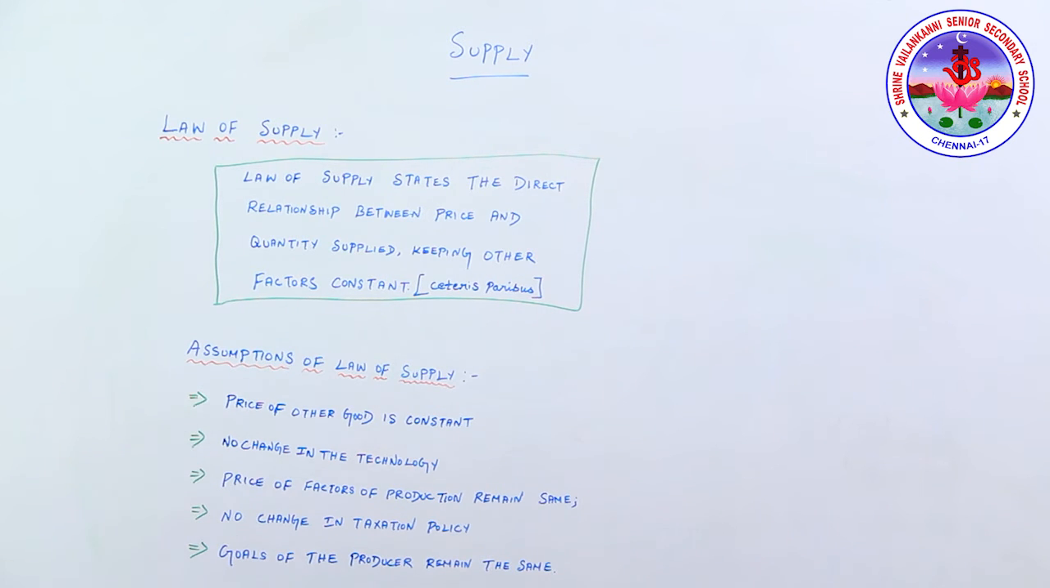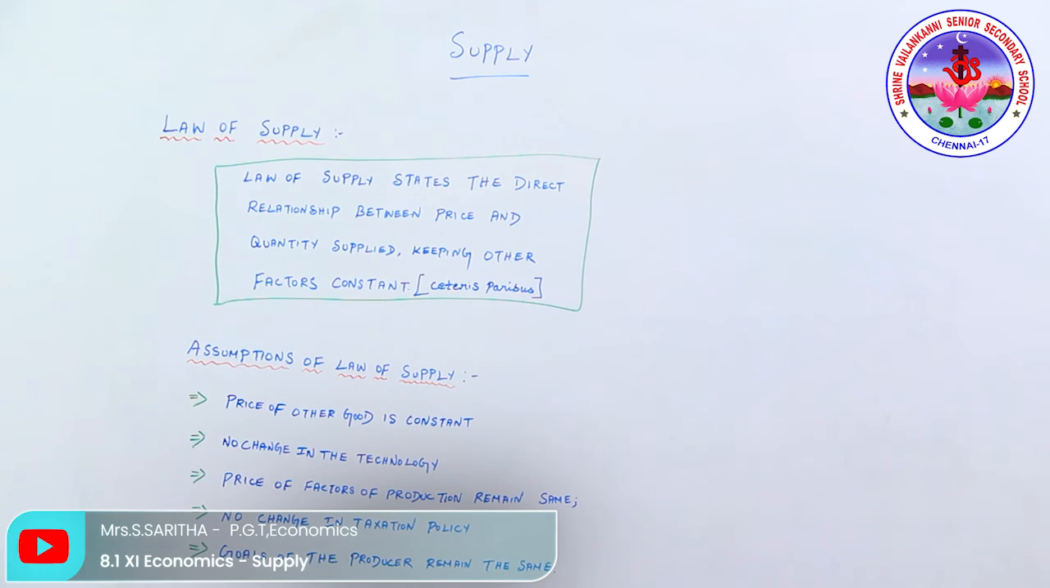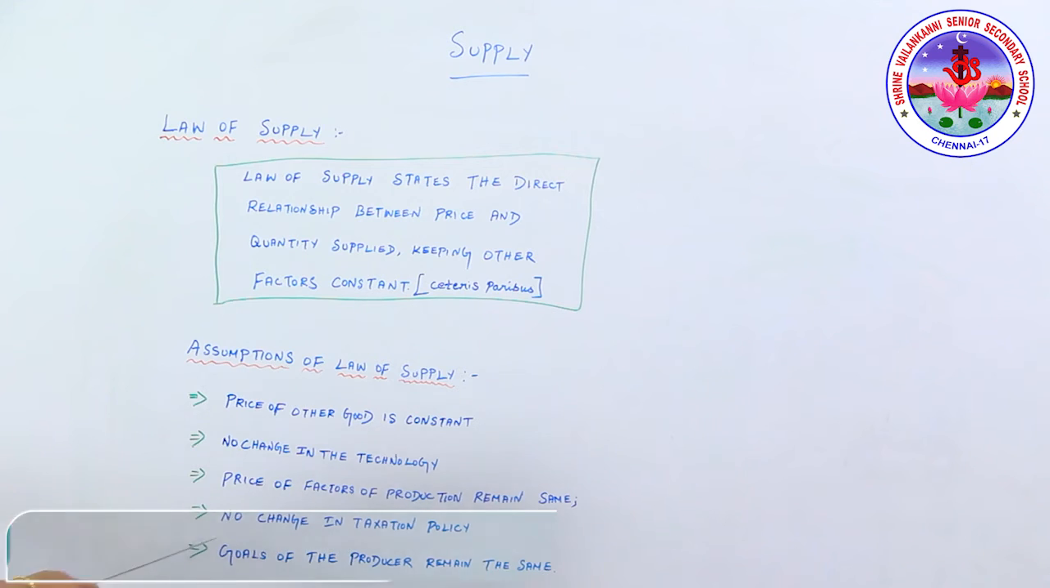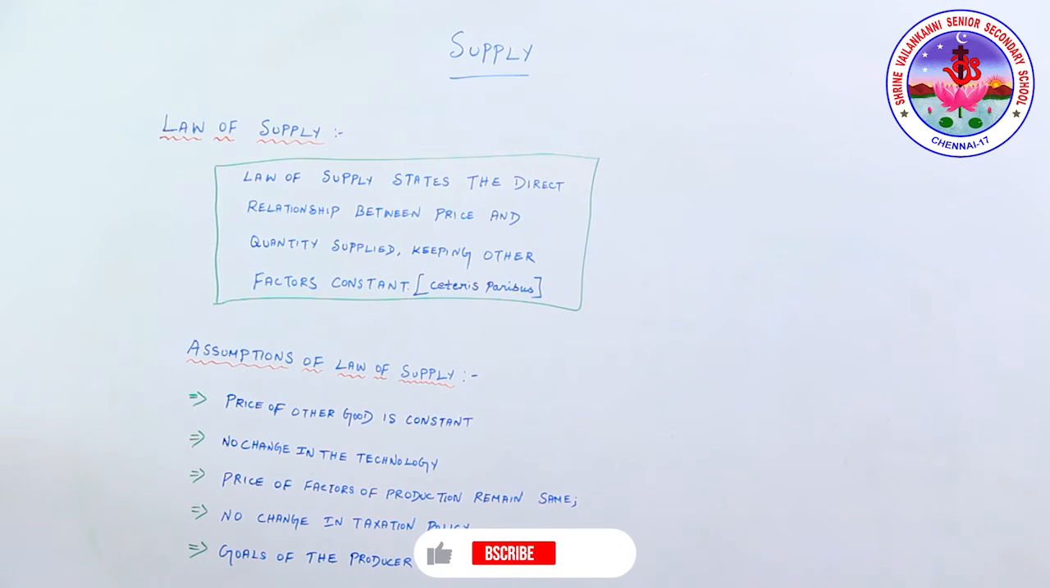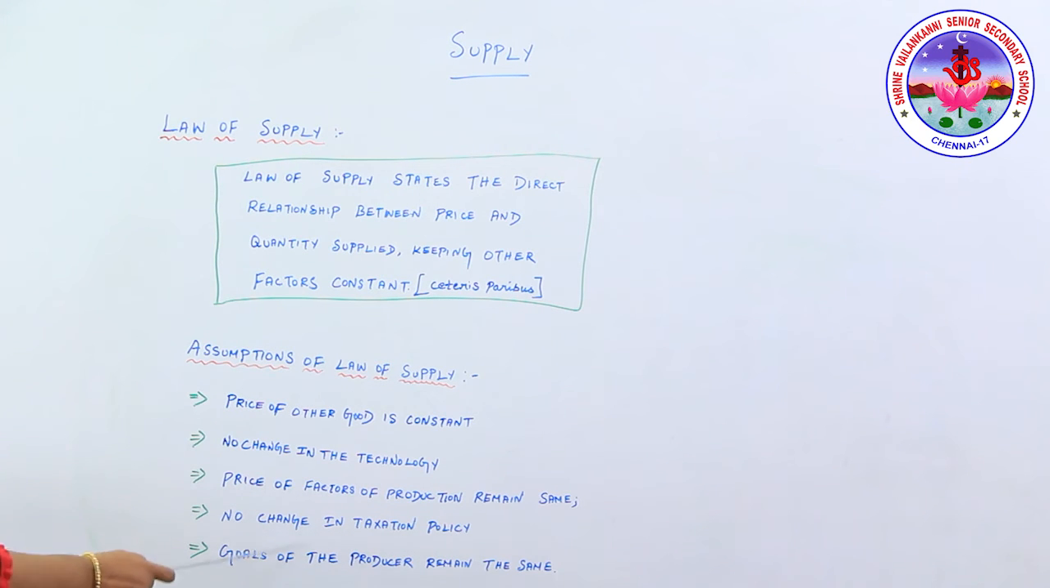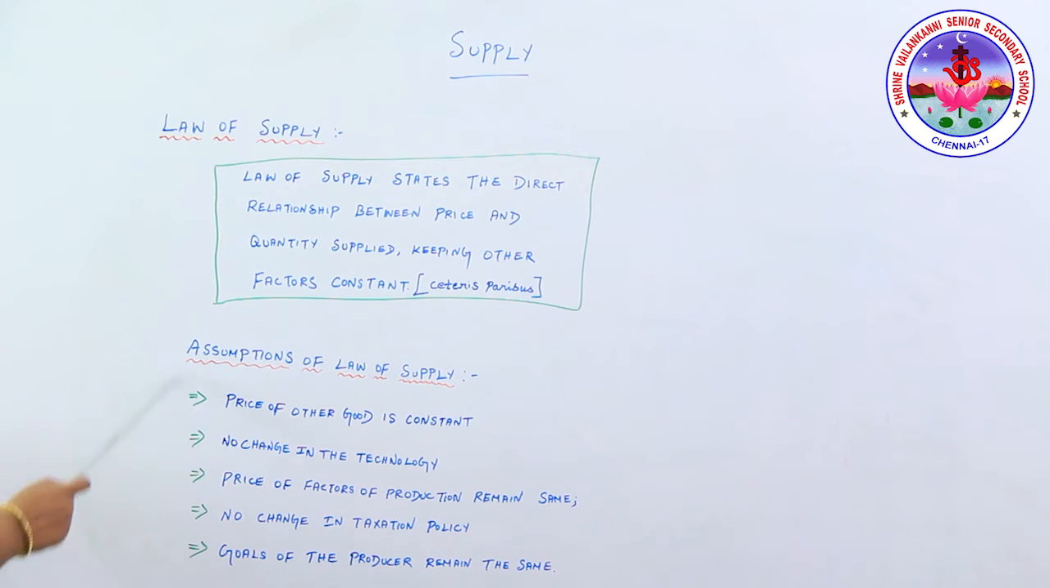The first assumption, price of other goods is constant. What is the second one? No change in the technology. The third one, the price of factors of production remains the same. The fourth one, there is no change in the taxation policy. And the fifth one, goals of the producer remain the same. So these are the assumptions of law of supply.